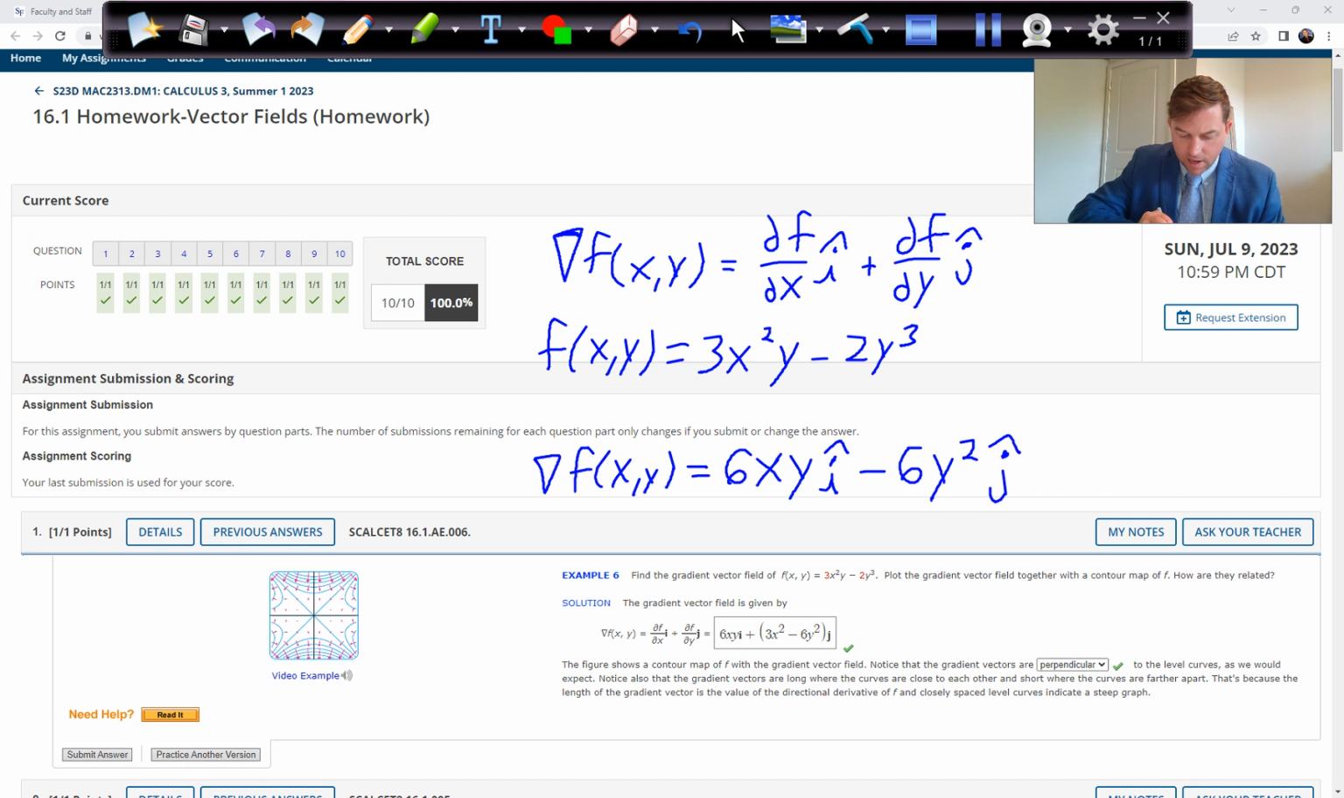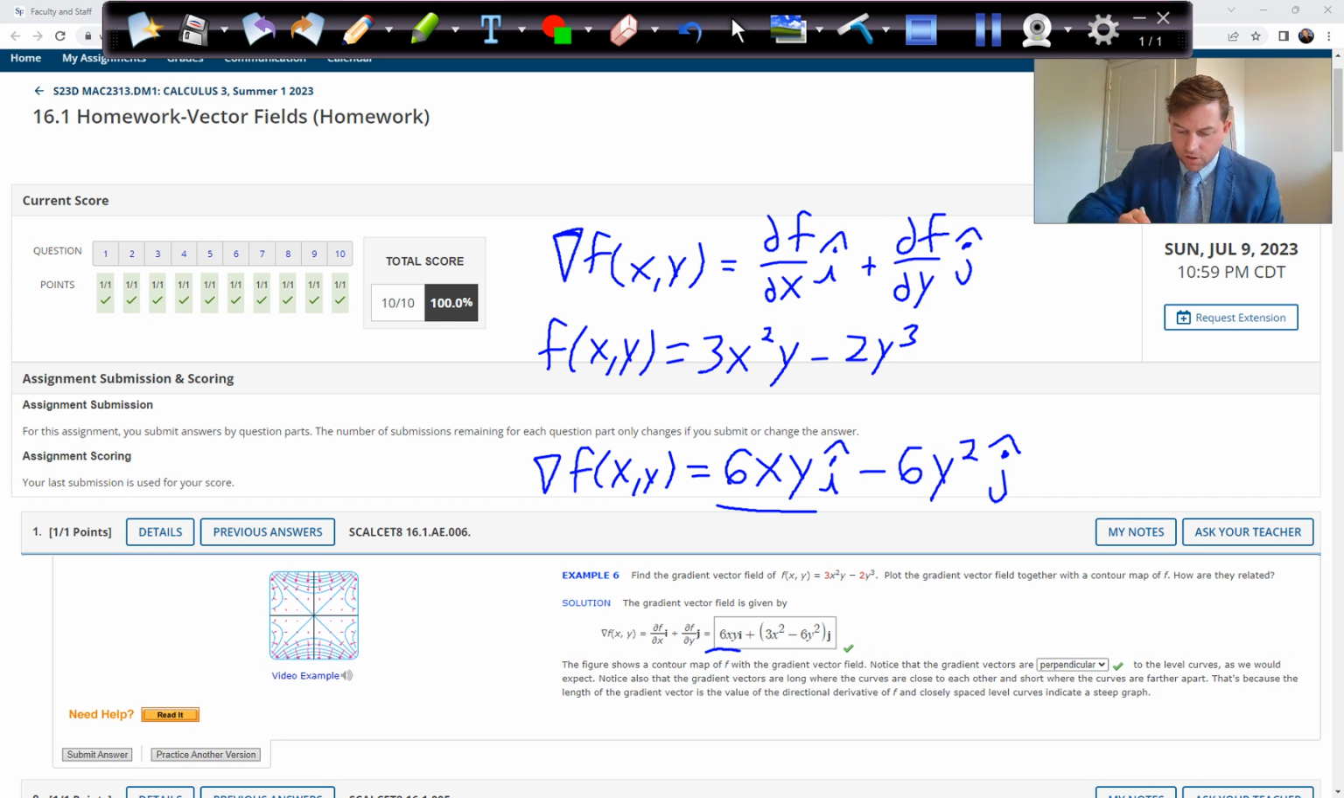And so we're going to have this right here. 6xy, 6xy. I missed the y here. Okay, so this is only part of the story. So let's take a look.